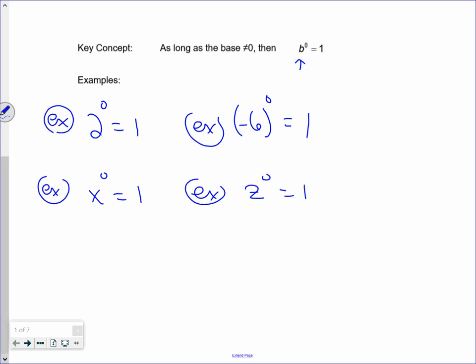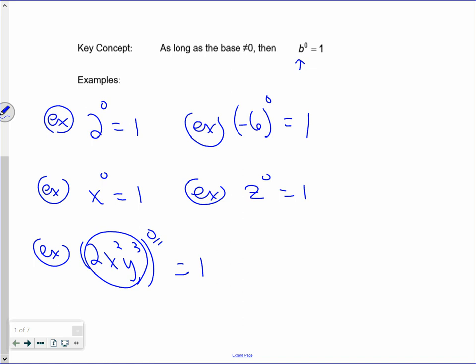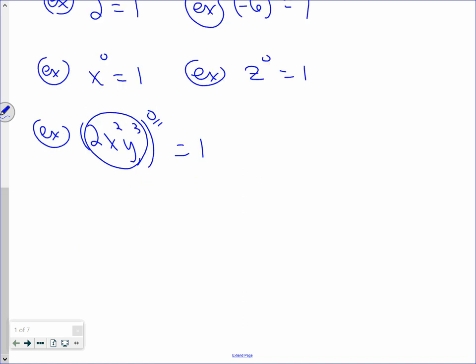It can be very complicated. You can have several bases on the inside. Lots of messiness in there. It doesn't matter. All of this stuff inside here has the 0 exponent on it, so that entire thing comes down to 1.